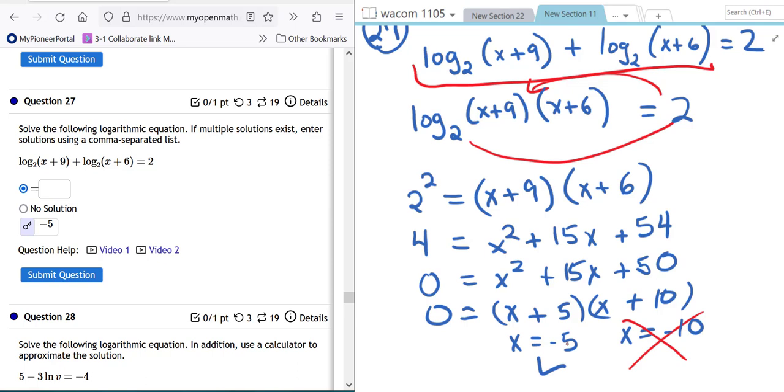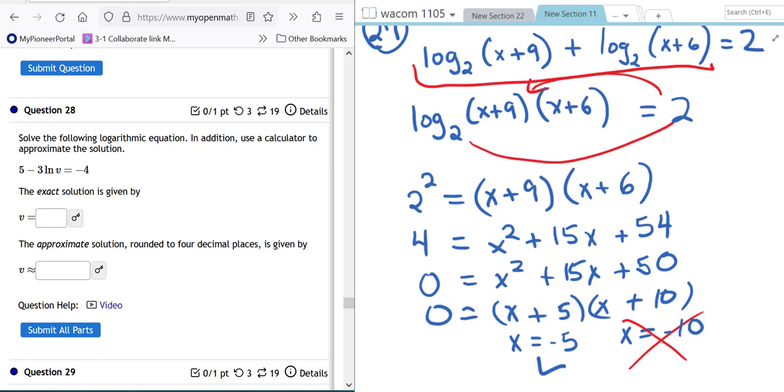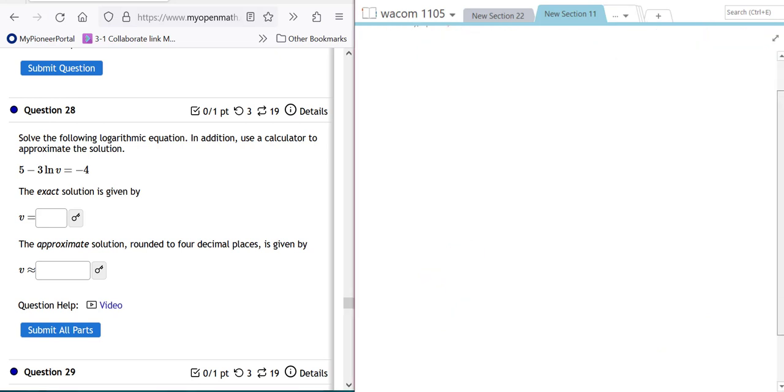You guys okay with that? It is necessary to check every logarithm equation. All right, 28. It is a log equation. The main thing is isolate first before you try to change forms.